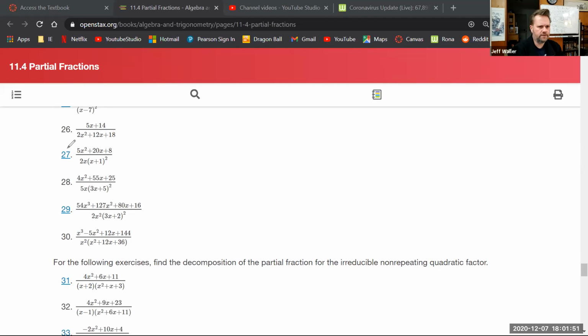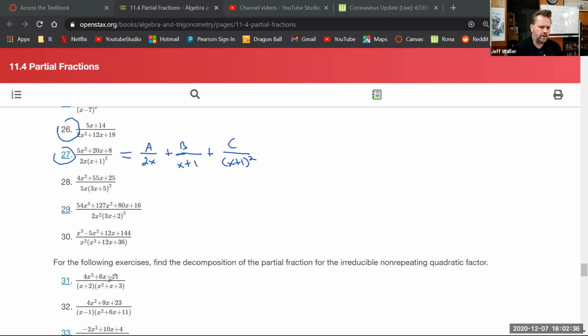Go ahead and take a minute. What's nice about 27, compared to 26, maybe? It's already factored for us. So can you write what this would be in terms of A, B, C, whatever? Wouldn't it be A over 2x and then B over x plus 1 and then C over x plus 1 squared? Kick ass.